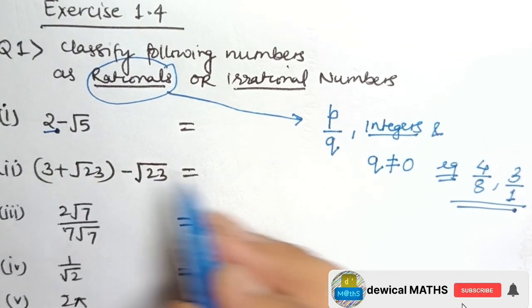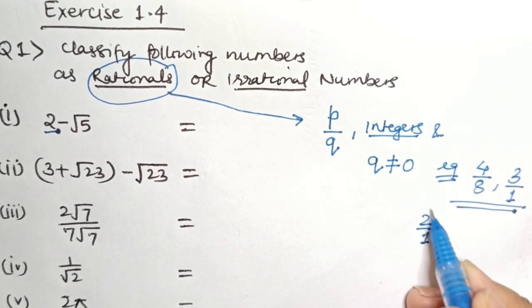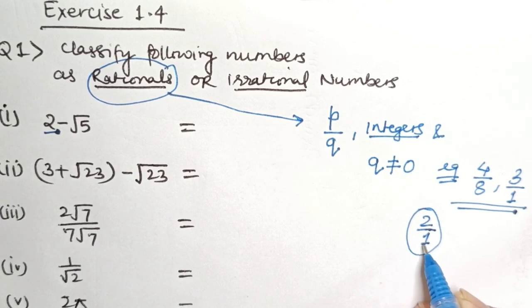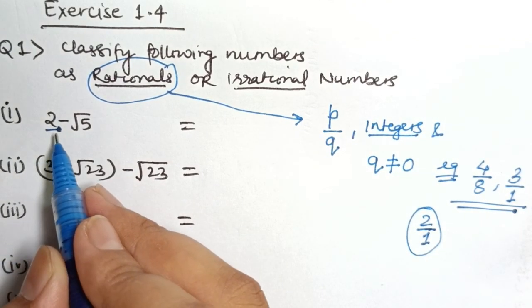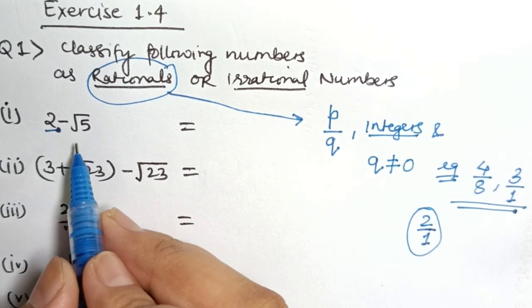So the first question you have to solve: 2 minus root 5. Here 2 is a rational number. Why rational number? Because 2 upon 1 can be written, and 2 upon 1 is what? p upon q. So it can be written in the form of p by q. Okay, so 2 is a rational number.